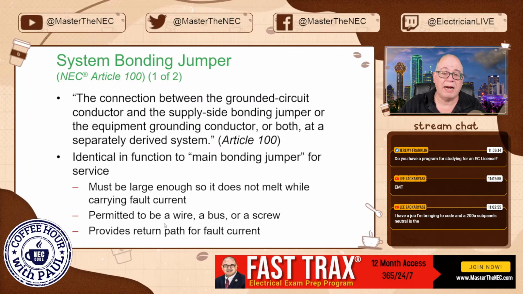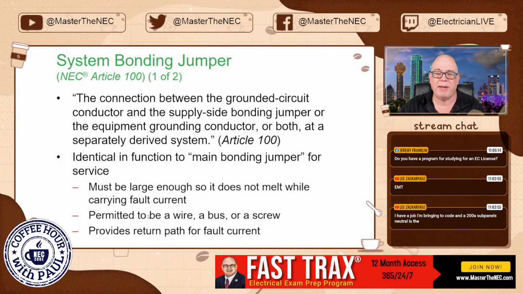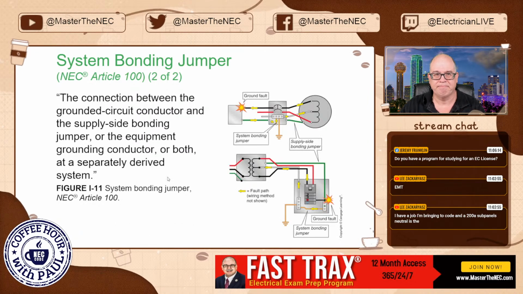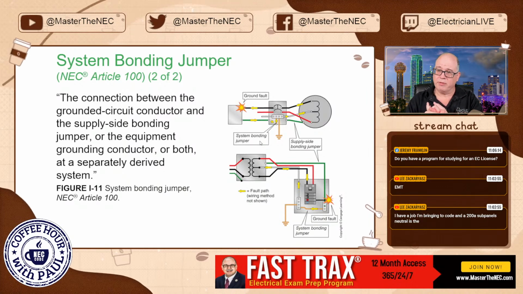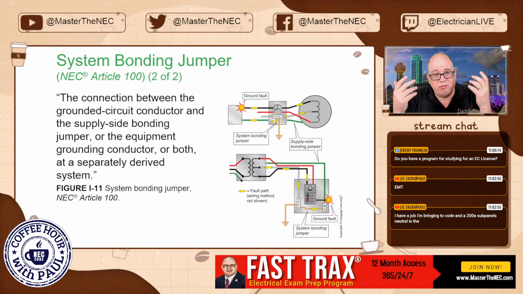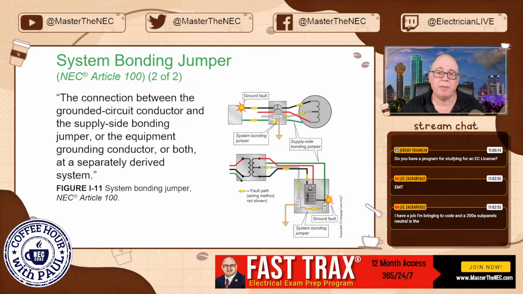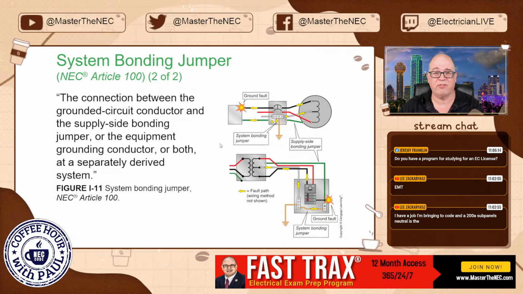It's permitted to be a wire, a bus, or screw, just like the main bonding jumper, and it provides a return path for fault current, okay? So here is an example of a system bonding jumper, whether it's a transformer or whether it's a generator. Remember, it's all dependent on what? The transfer switch, right? That's key.